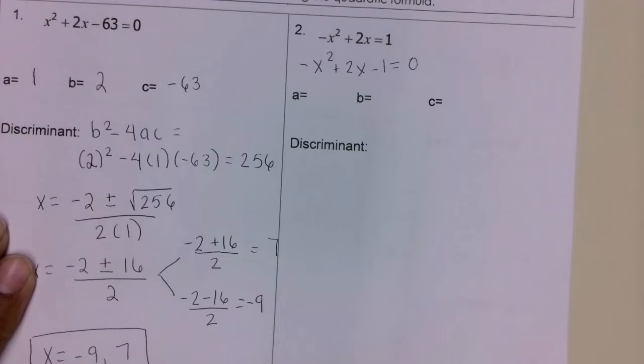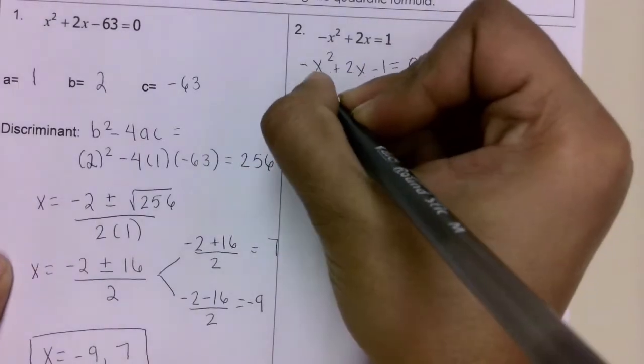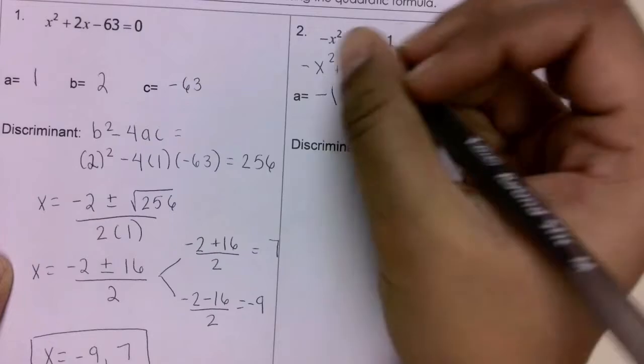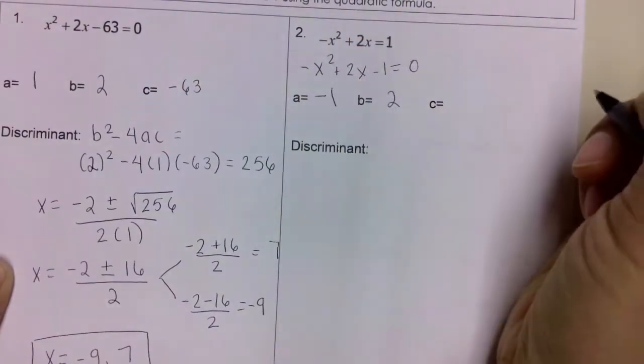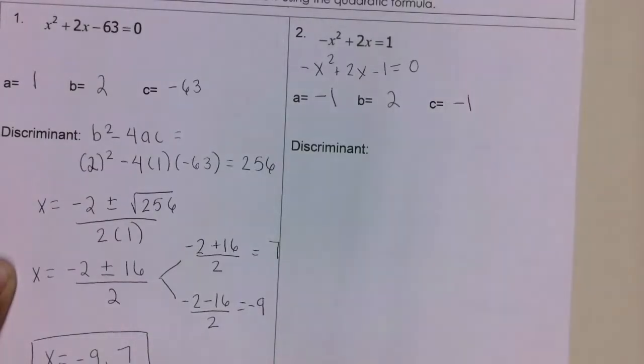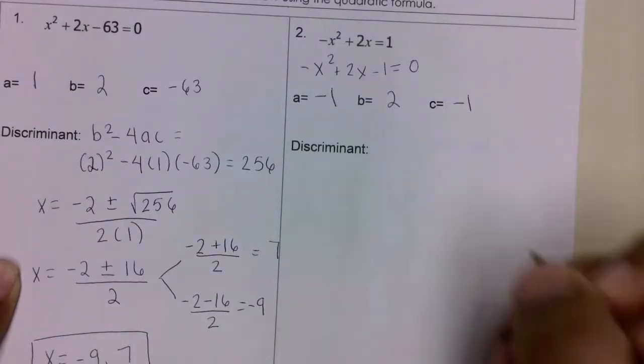Now you can go ahead and find your a, b, and your c. Your a is the number in front of the x squared. Since there is no number, it's a 1, but since it's a negative in front, it's going to be negative 1. B is the number in front of the x, so 2, and c is the constant, so negative 1.